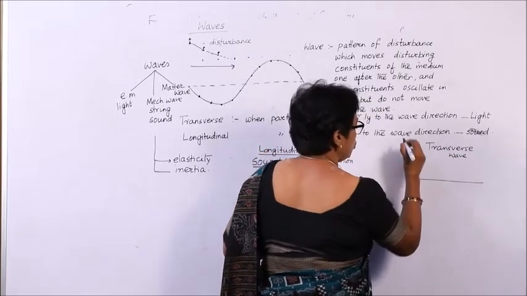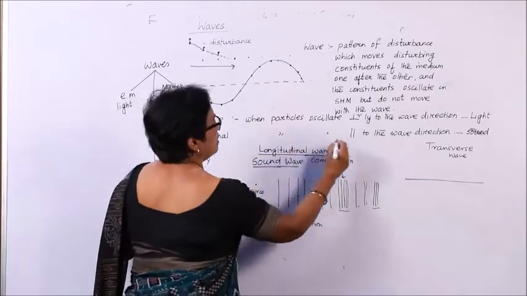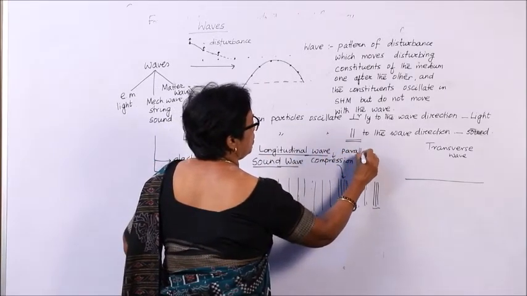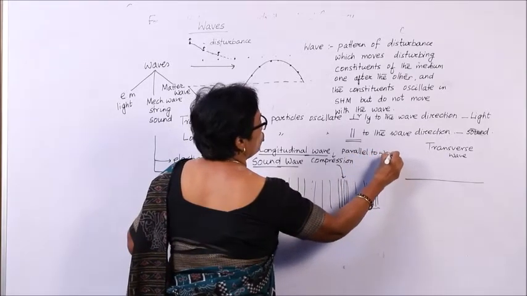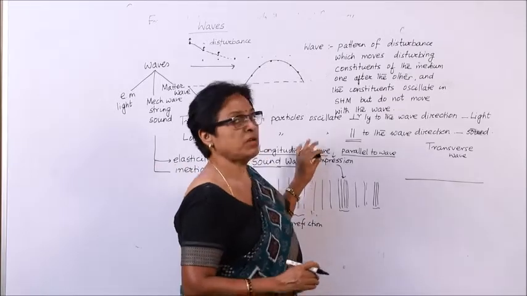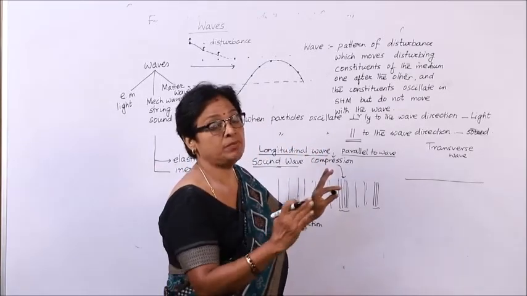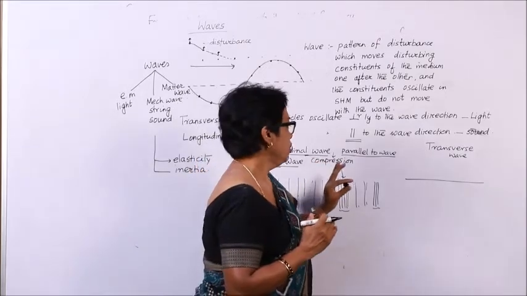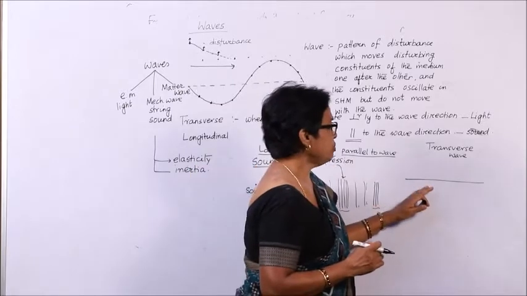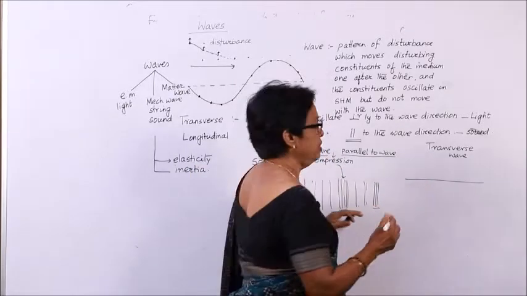here it is parallel, longitudinal wave, the particles are moving parallel to the wave direction. They are moving parallel to the wave, the particles of the medium are moving parallel to the wave, then it is a longitudinal wave. They are oscillating parallel to the wave, not moving only, they are oscillating. So in transverse wave the particles will oscillate perpendicular to the direction of wave.